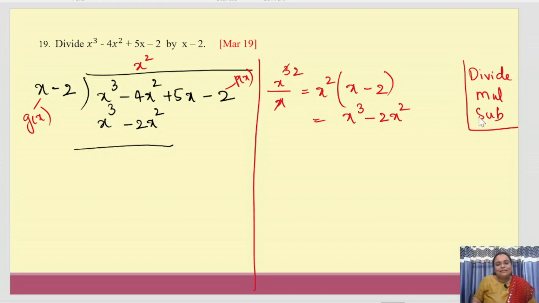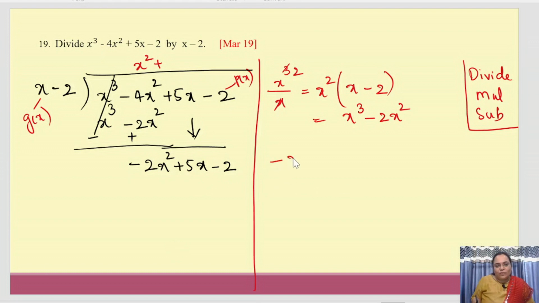So the next step is subtract. So you will subtract them. This will get cancelled. So here you will get minus 2x square plus 5x. You will take these two terms down, plus 5x minus 2. Then again, you need to follow the same three steps. One is divide. You will divide minus 2x square with x. You will get minus 2x.